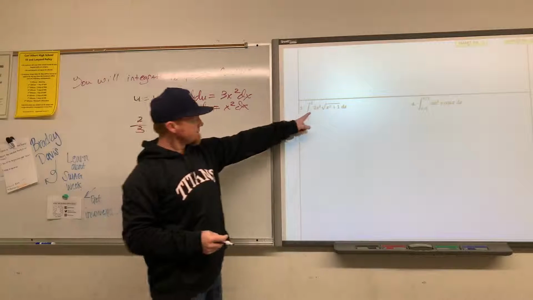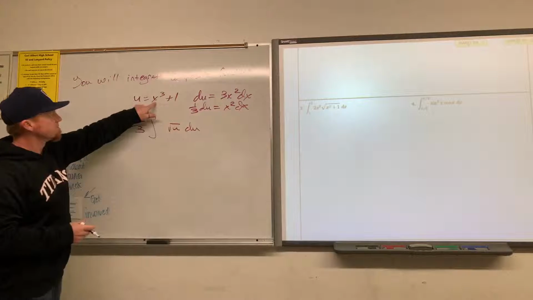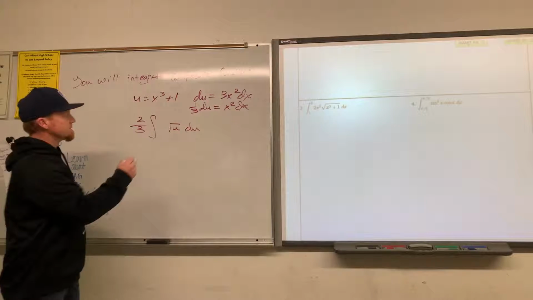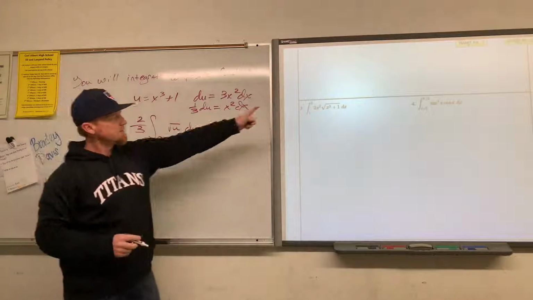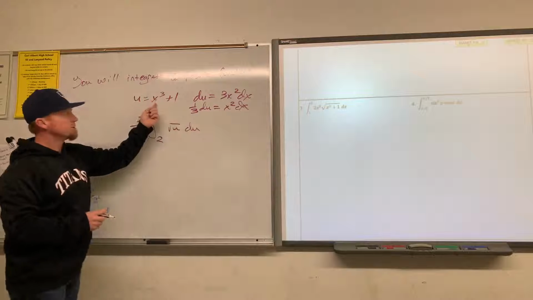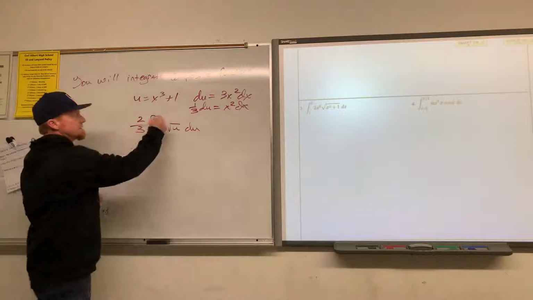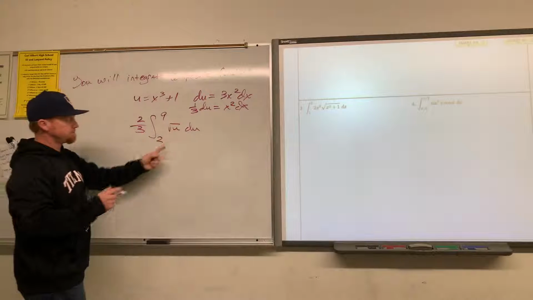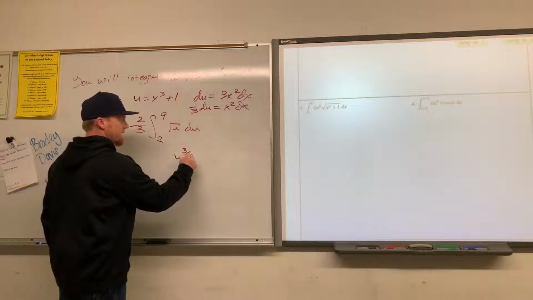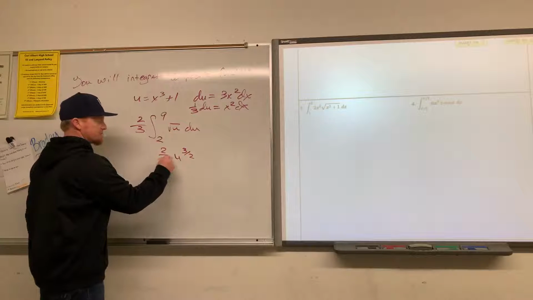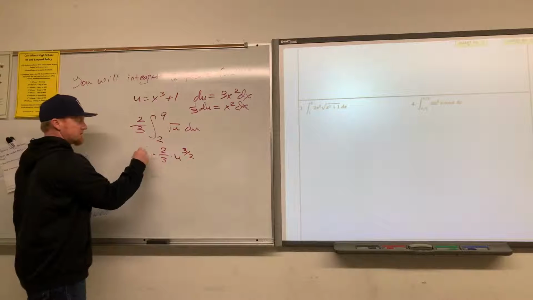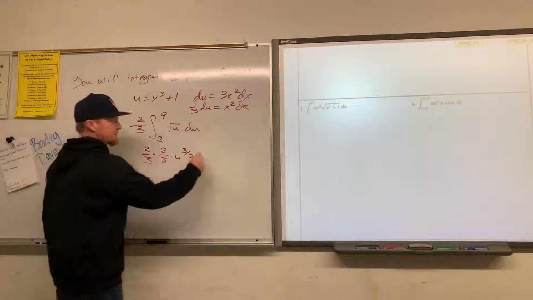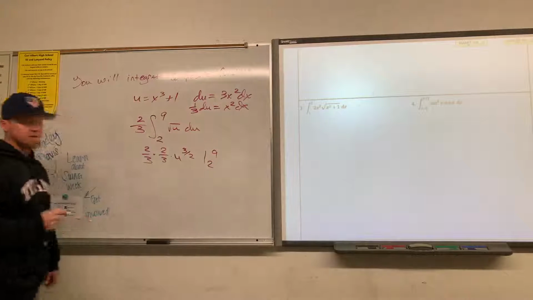So my x limits are 1 and 2. So I plug in 1. 1 plus 1 gives me 2. I plug in 2. 2 cubed is 8. 8 plus 1 gives me 9. So my u limits are 2 to 9. Integrate here. So that's going to be u to the 3/2, times 2/3, times the 2/3 that's already there. And we're going from 2 to 9.